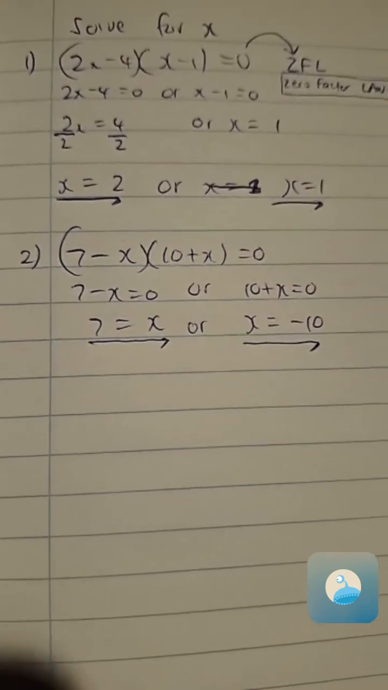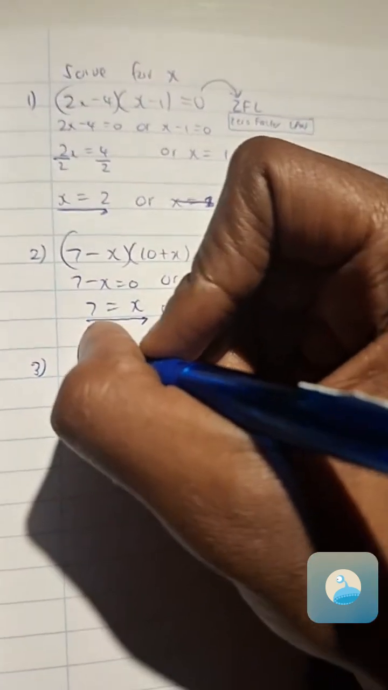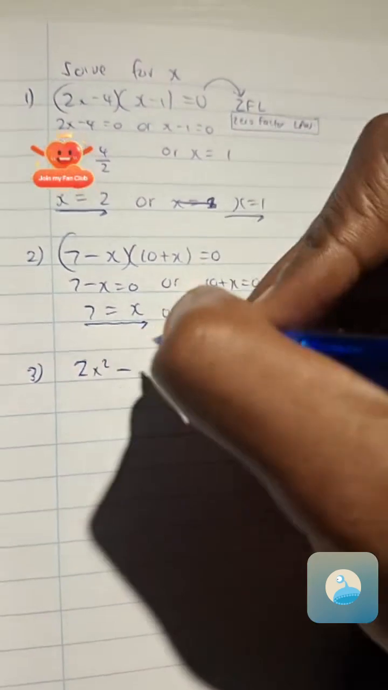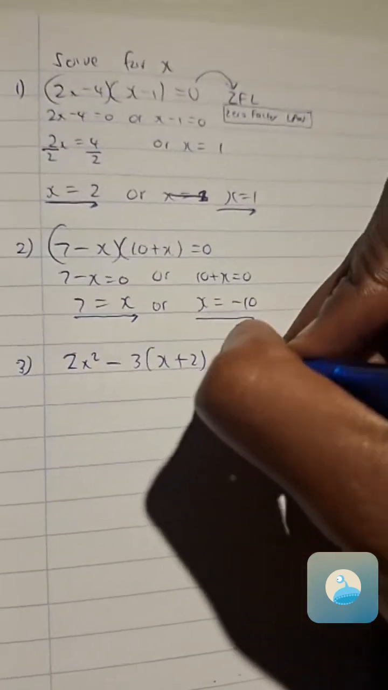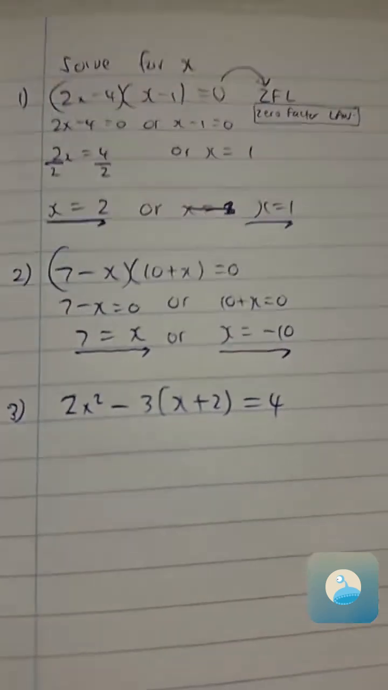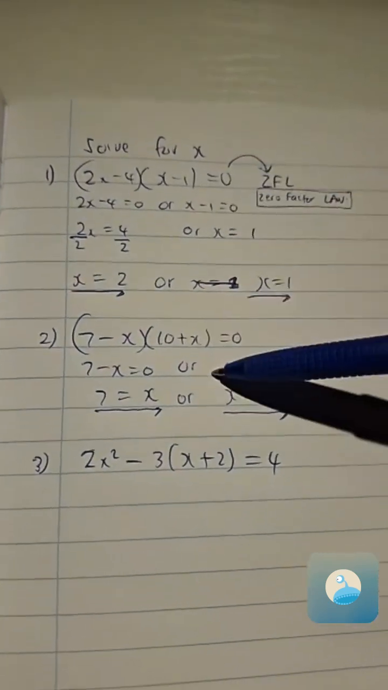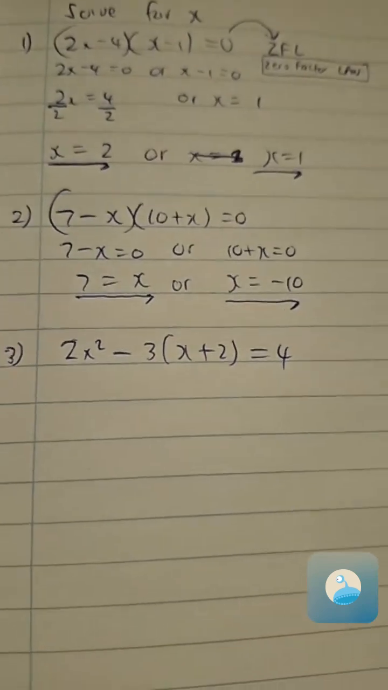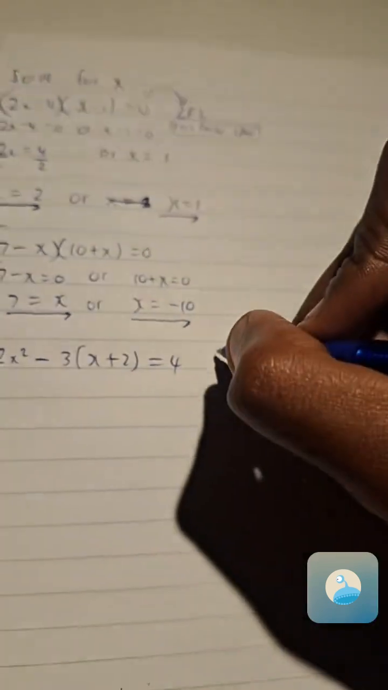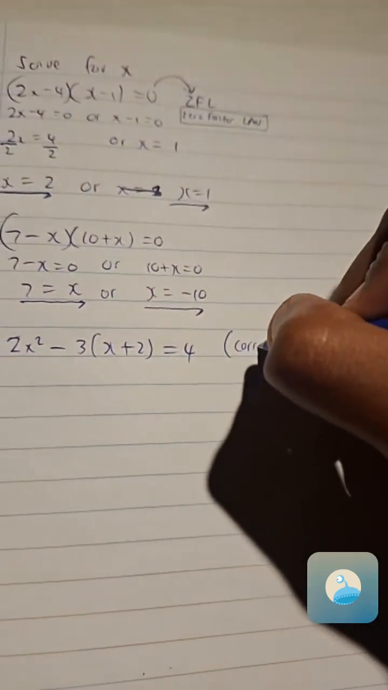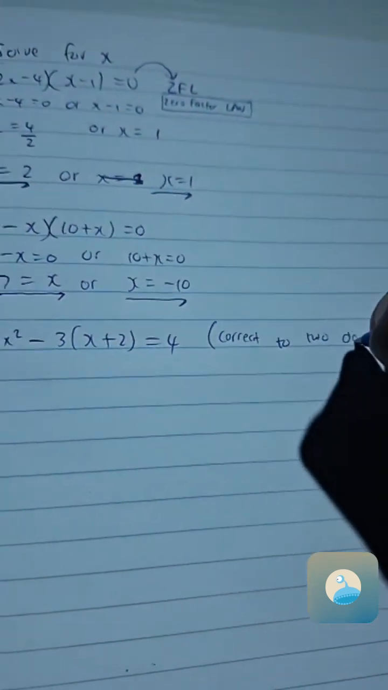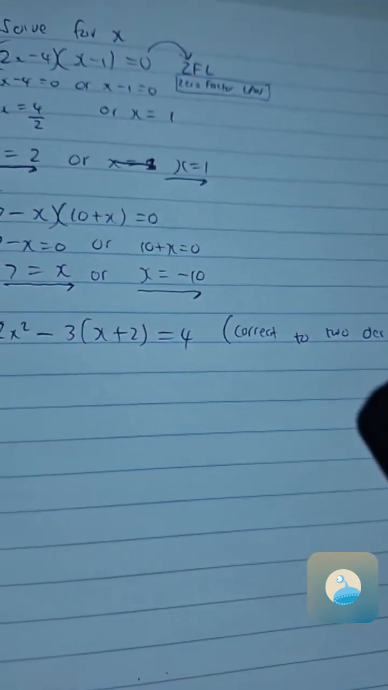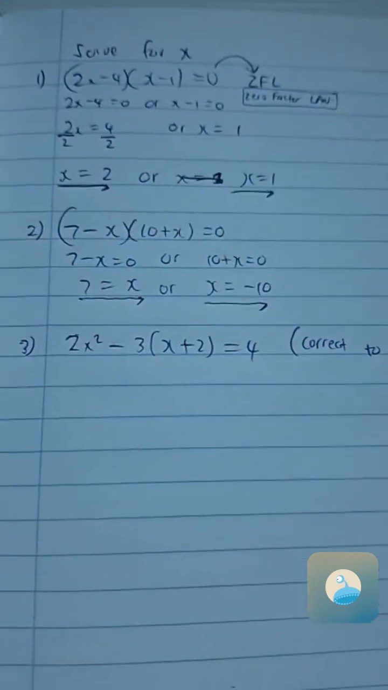Which one, sir? The next question. I'm going to write it down just now. So here's another one for you. We have 2x squared minus 3 into x plus 2 is equal to 4. Slightly different from the first two, but I wanted to see if you could help us out there. And then there's this provision which they write: correct to 2 decimal places. So what does that usually say to you?